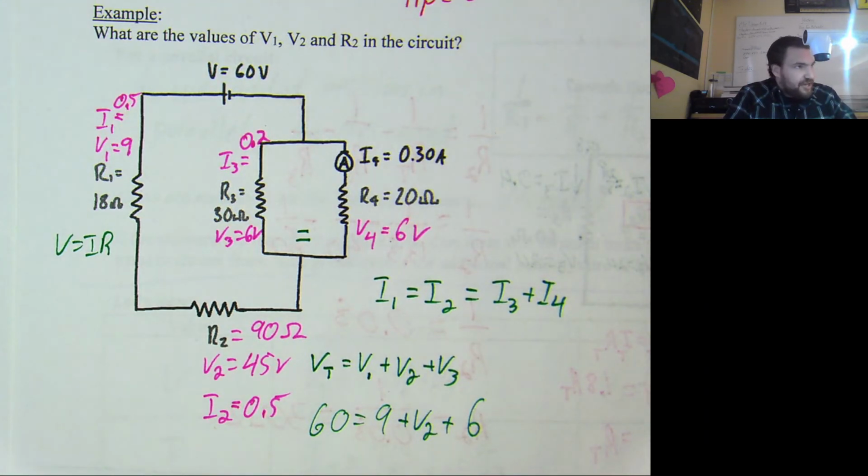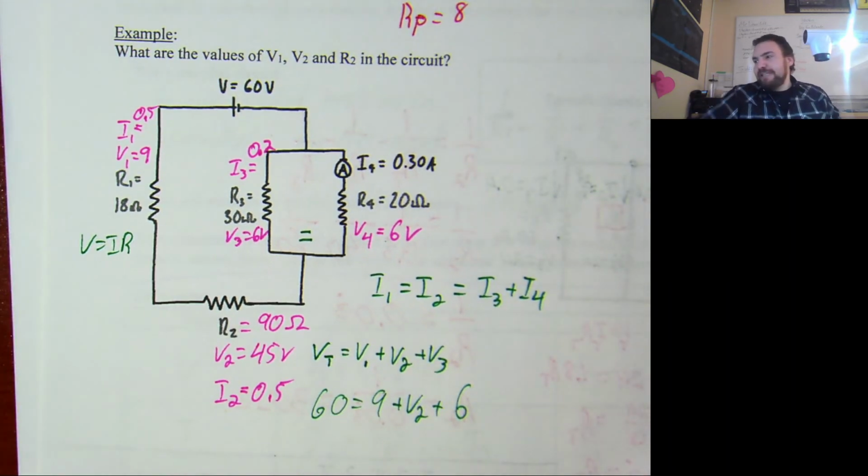So if a question ever asks you for something specific, ignore it. Find everything in the circuit. Find the current down every branch, find the resistance in every object, find the voltage drop in every object, and then go back and read the question and say, okay, what was I actually looking for? It'll make your life a lot easier.